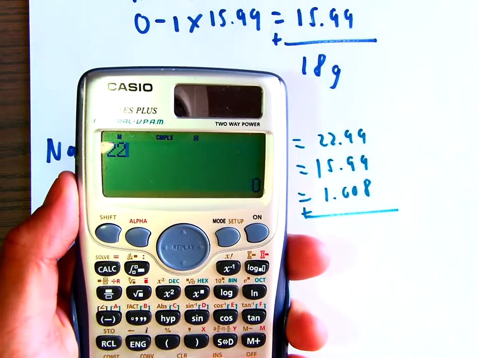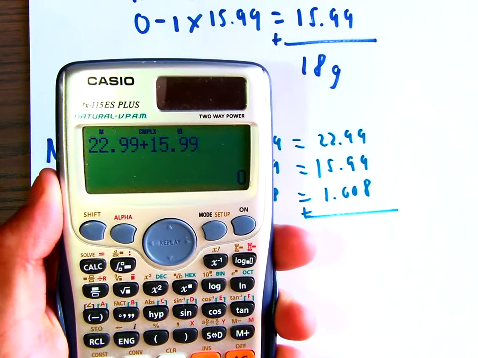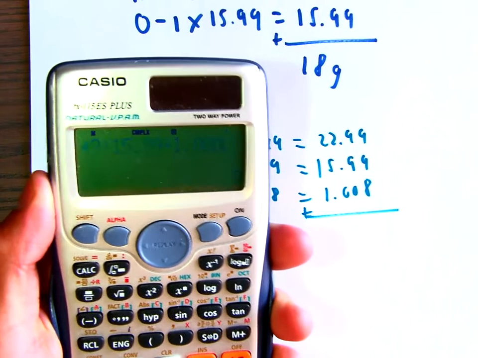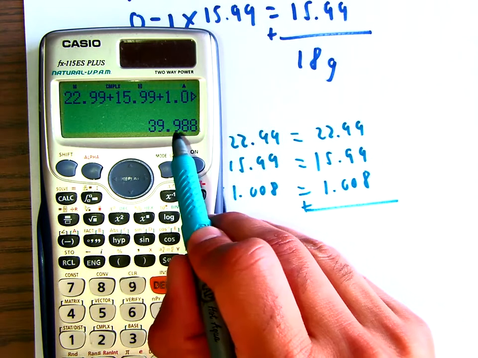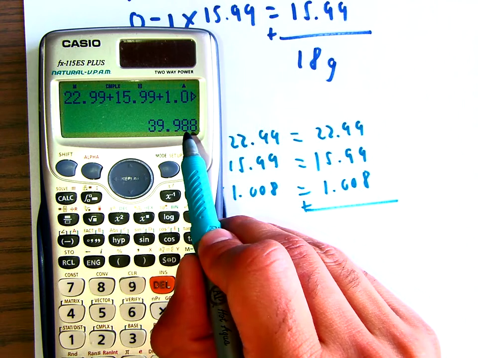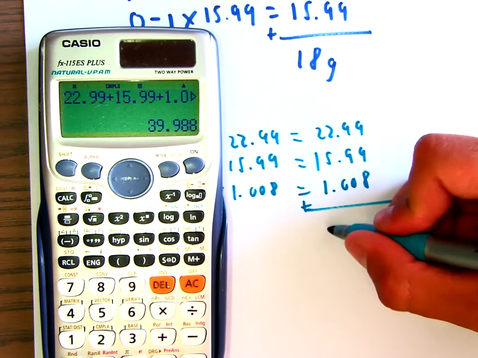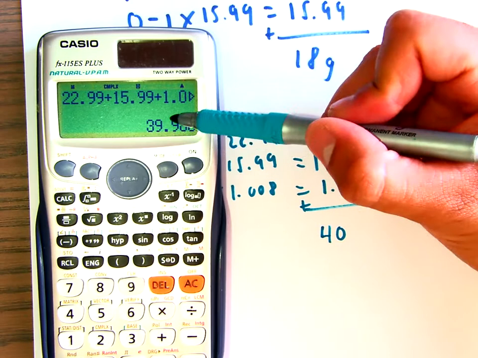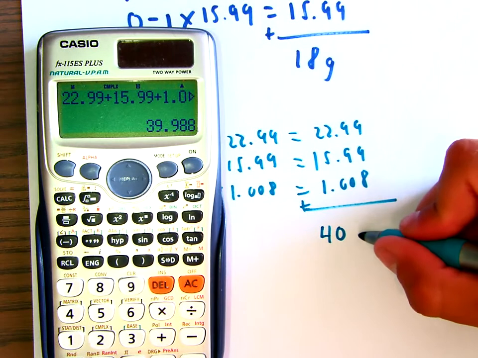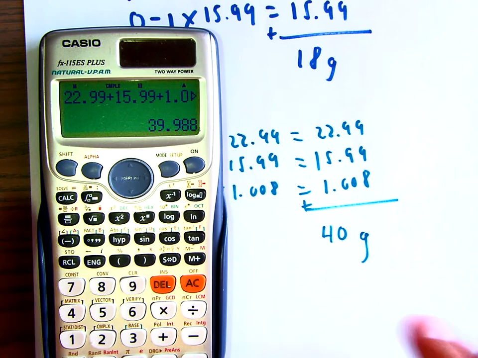So it'd be 22.99 plus 15.99 plus 1.008 gives me a total mass of 39.9. Okay, so this 9 is actually going to round up because this is greater than 5. So it's going to end up being 40 grams, right? Because this 9 rounds up, so this becomes 40.90 grams. Okay. All right, let's look at another example here.